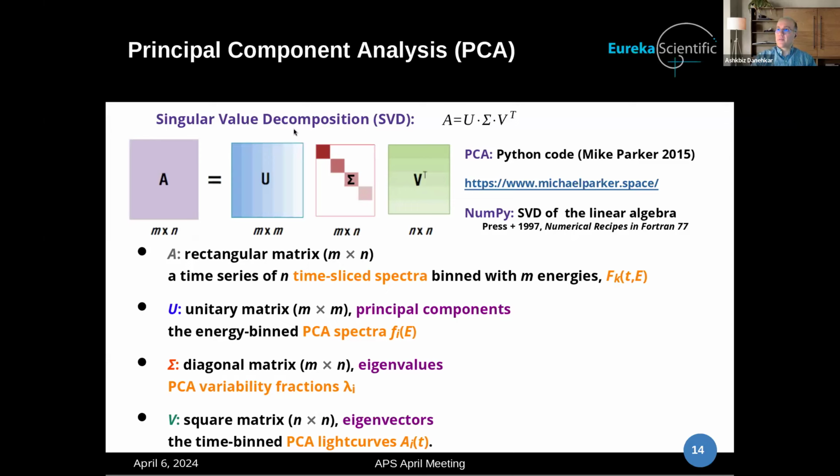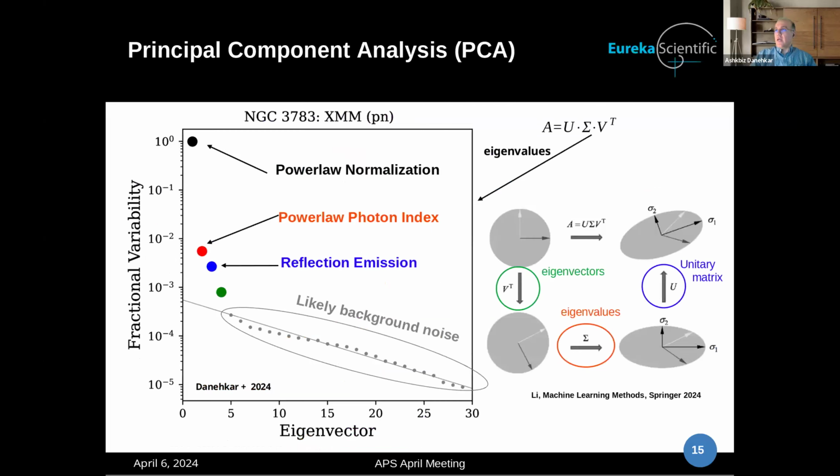Here U is the principal components, there is a diagonal matrix of eigenvalues, and we also have another matrix, the eigenvectors. The eigenvectors represent the light curves, and using the eigenvalues we can find the fractional contributions of different components. For example, you see the power law normalization has the biggest contribution, and red is the photon index. The second component also has a contribution, and the reflection emission has a low contribution.